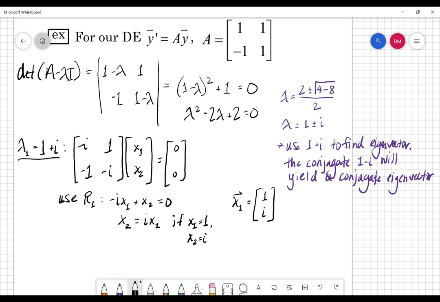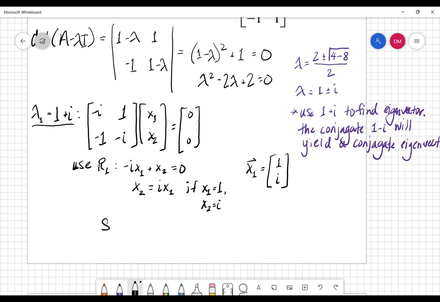Going back to the fact that I pointed out up here, we used our first complex eigenvalue to find an eigenvector. Our conjugate will yield a conjugate eigenvector. So what that means is that if we use lambda sub 2 of 1 minus i, we don't have to plug in or work anything out. X sub 2, that vector, will be the conjugate of this. So I'm going to get 1 and negative i right there. This is where I say that makes our work a little bit easier. So we found our eigenpairs.